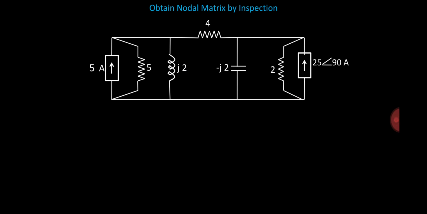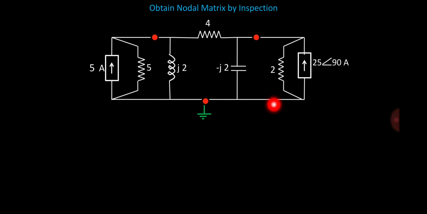So here the network is given and we have to obtain the nodal matrix by inspection. First of all, we need to identify the number of nodes, and in the previous video we already discussed the node. A node is a point or a junction where two or more than two elements are connected. So in this particular network we have three nodes, which we will name node 1, node 2 and node 3. But one node we have to take as reference node. We will choose this bottom node as the reference node, and the voltage of the reference node is always 0.